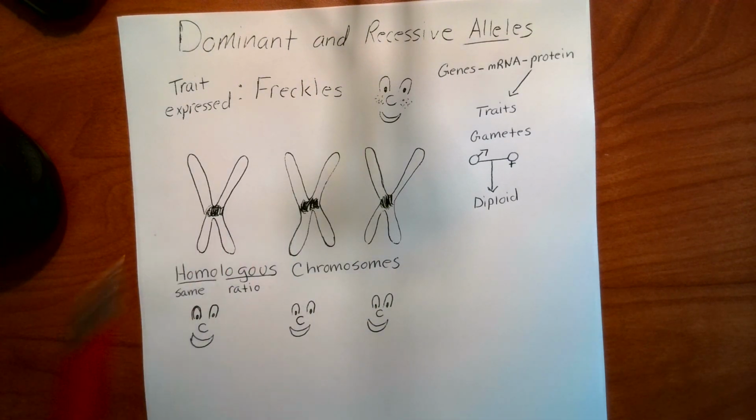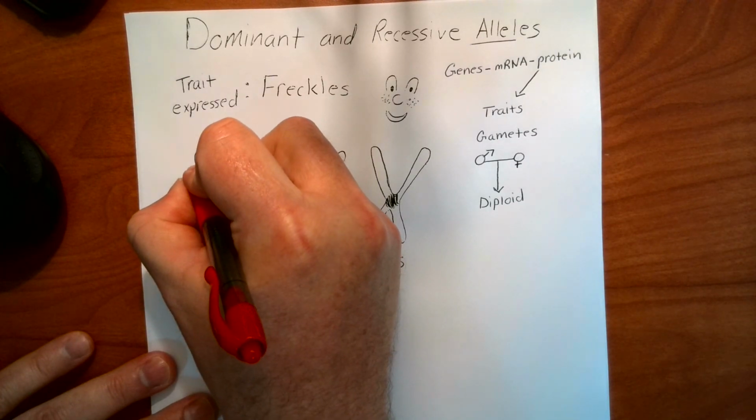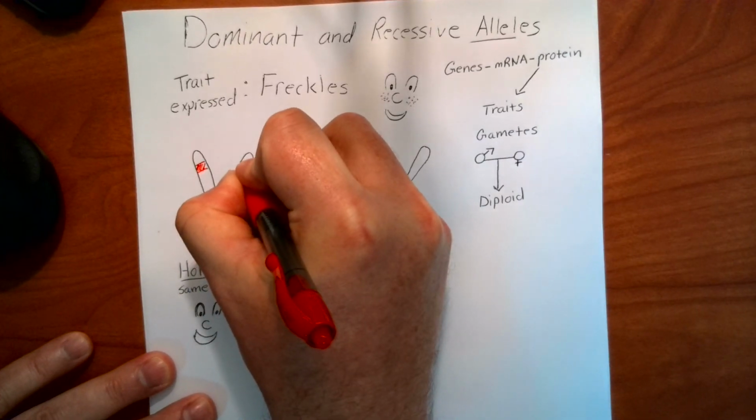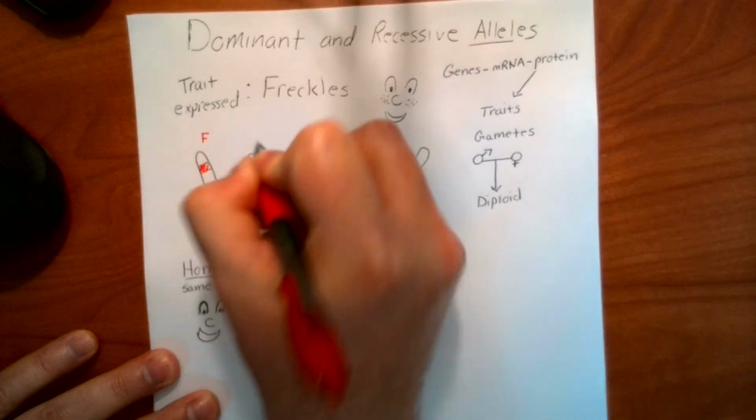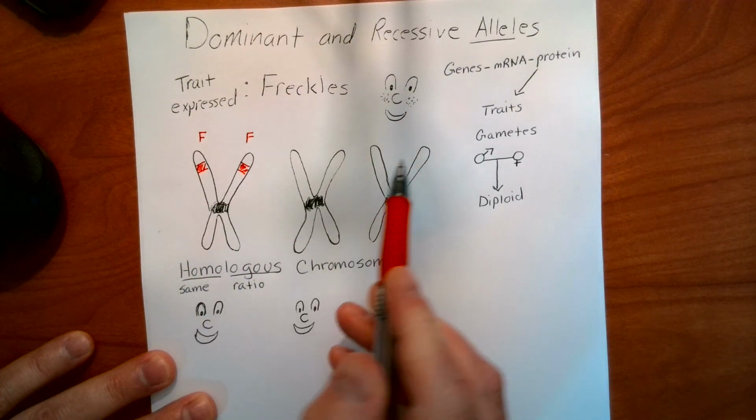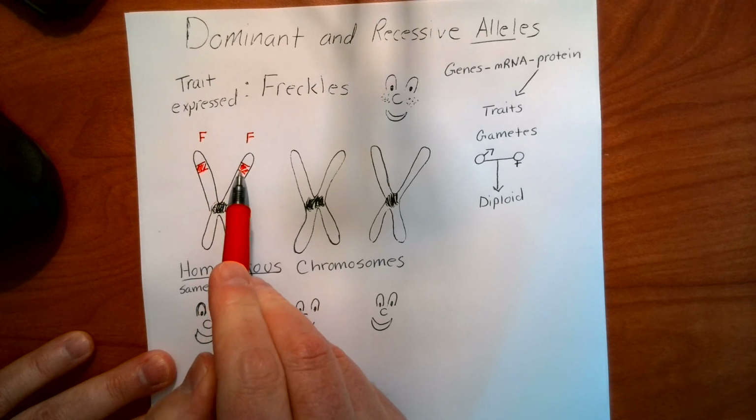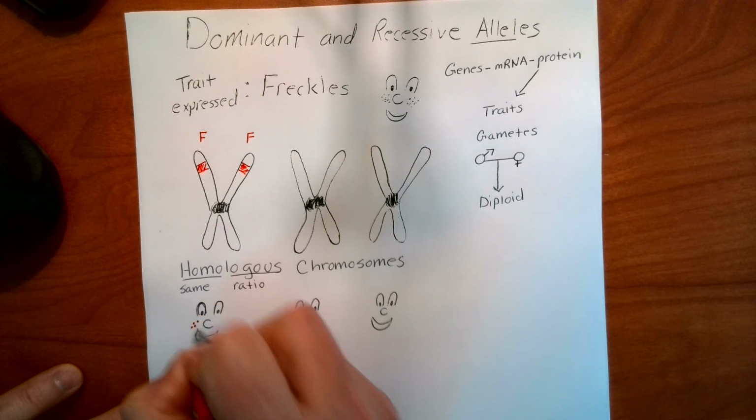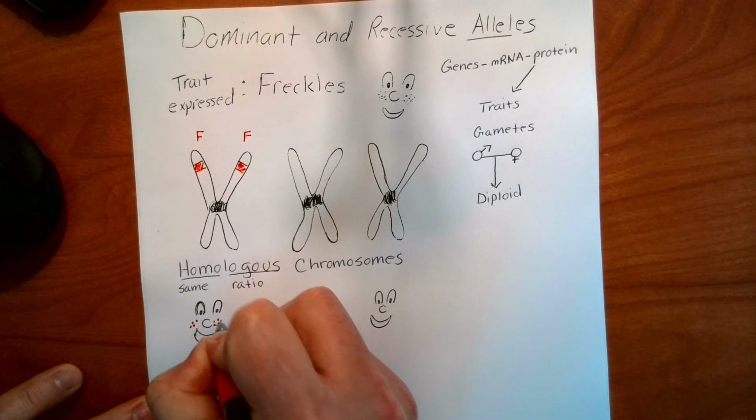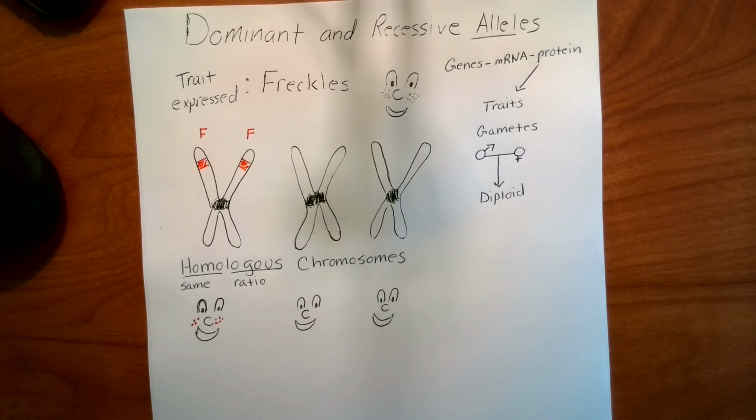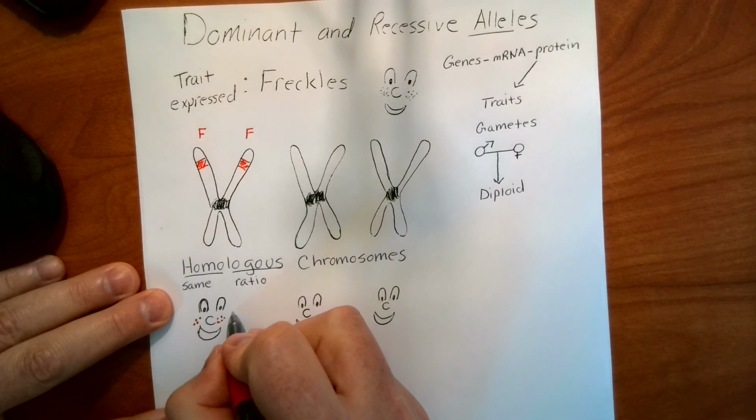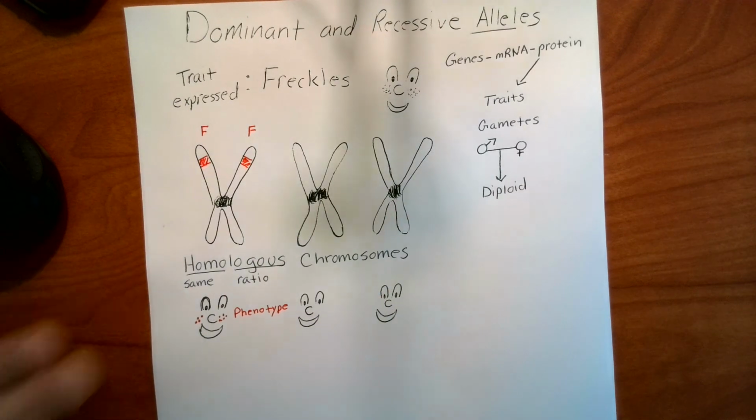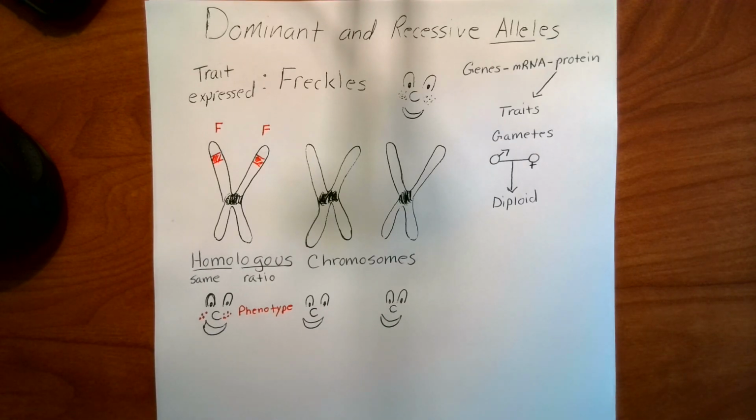So let's look at this person right here. This person has two dominant alleles for freckles, and we're going to represent those alleles with a capital F. So they get a dominant allele from the father and a dominant allele for freckles from the mother. And so this individual will definitely have freckles. Okay? And so the person showing the freckles, we call that the phenotype, which is how that gene is expressed.